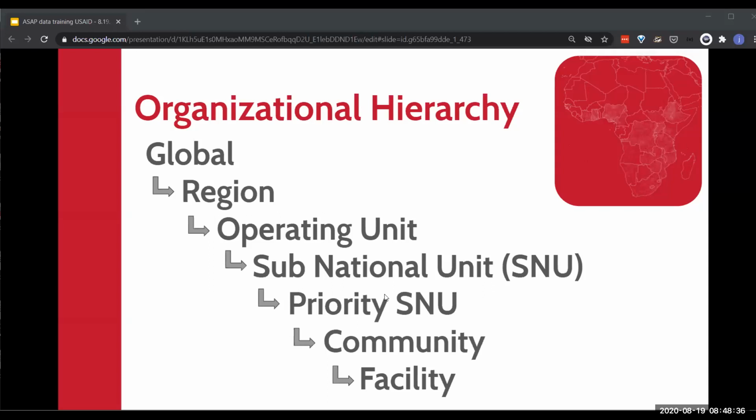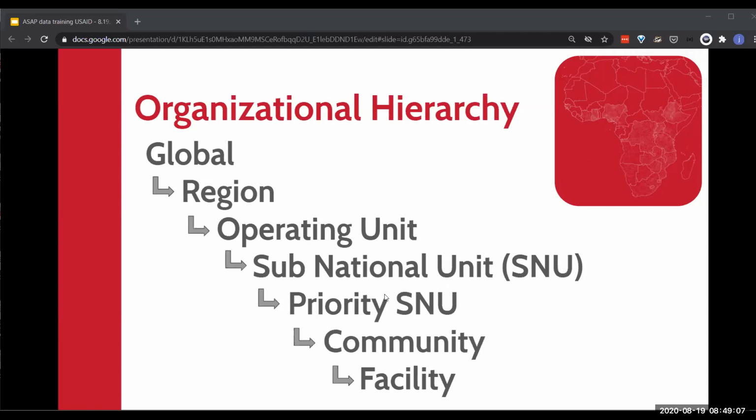Obviously, it starts with global, and we have regions as well. Then really it's the third step along this route that probably gets to be the most interesting, the operating unit. Operating units in PEPFAR are countries or regional programs. We have subnational units, and a subnational unit is an administrative boundary. You could think about it as below your country, what's the next largest administrative boundary that you have.